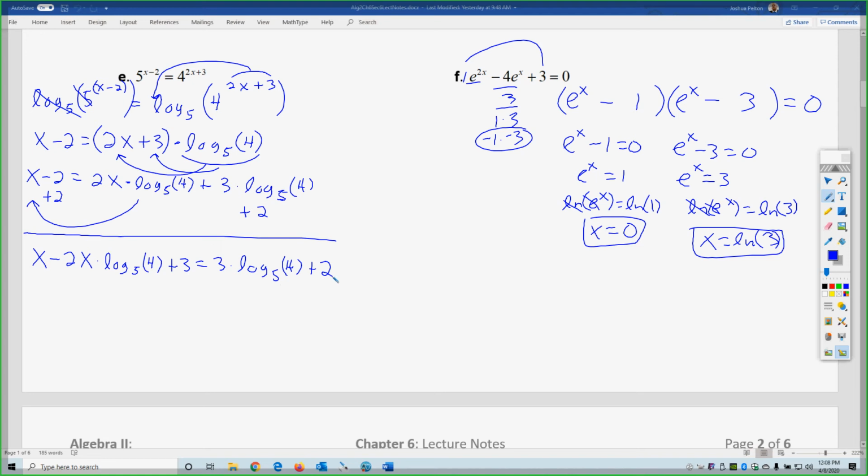So now I have all the x terms on one side, the non-x terms on the other. So I need to factor out the x because that's what I'm trying to get by itself. So that leaves me with 1 minus 2 times log base 5 of 4. I have an extra 3 in there by accident. I'm sorry, I'm going to get rid of that. That 3 should not be there. Okay, and then this stays the same. Now I can divide by that long term.